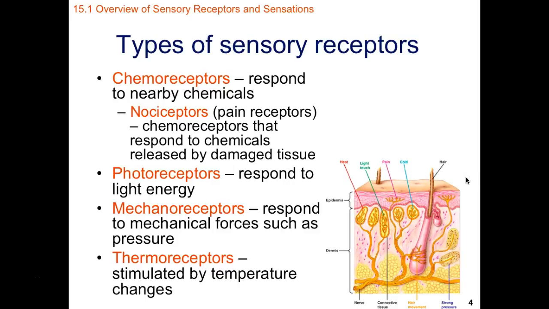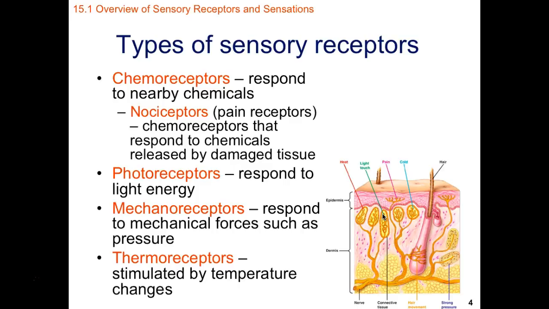Our mechanoreceptors, most of these can be found in the skin as well. They're going to respond to mechanical forces such as pressure. So we have a couple different types of mechanoreceptors for pressure. For example, we have our Pacinian corpuscles here that are going to sense deep, strong pressure. We also have some Meissner's corpuscles that are going to lie here in between the epidermis and the dermis that'll sense light touch. More of these we've covered in our integumentary system, so I won't go through all of them here.